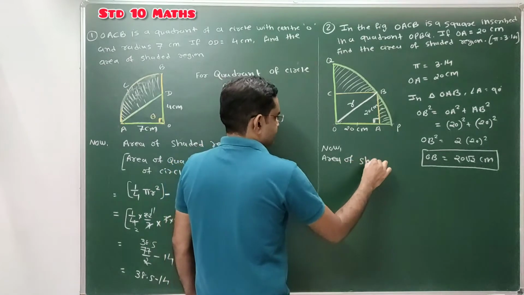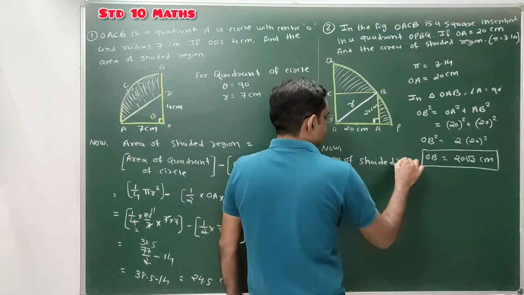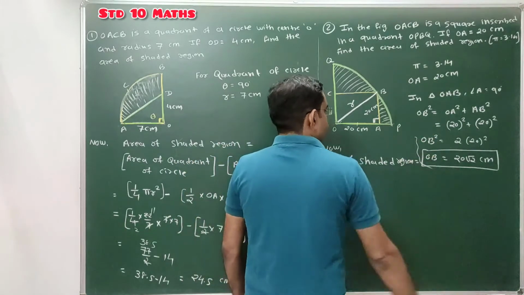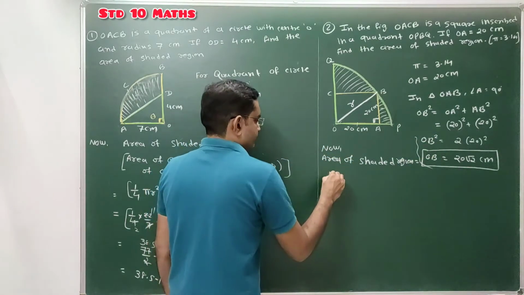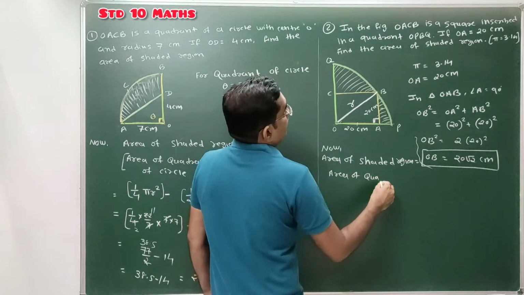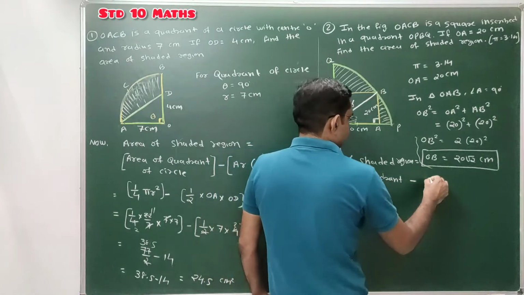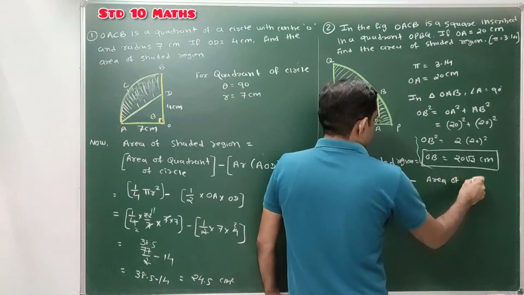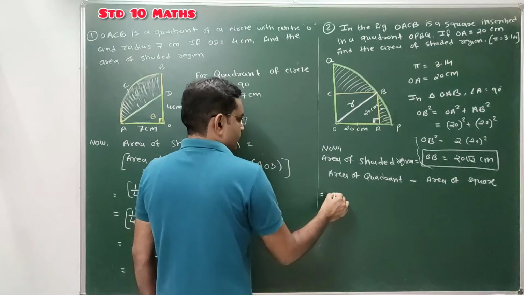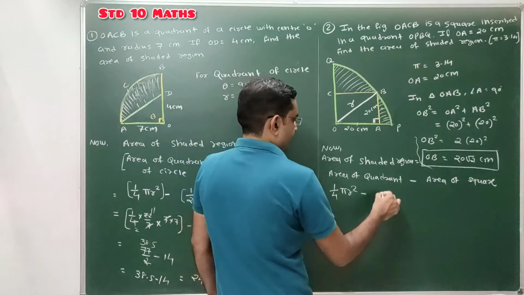Area of shaded region equal to, this is a different part, area of shaded region equal to area of quadrant minus area of square. So area of quadrant is 1/4 pi r square minus area of square.